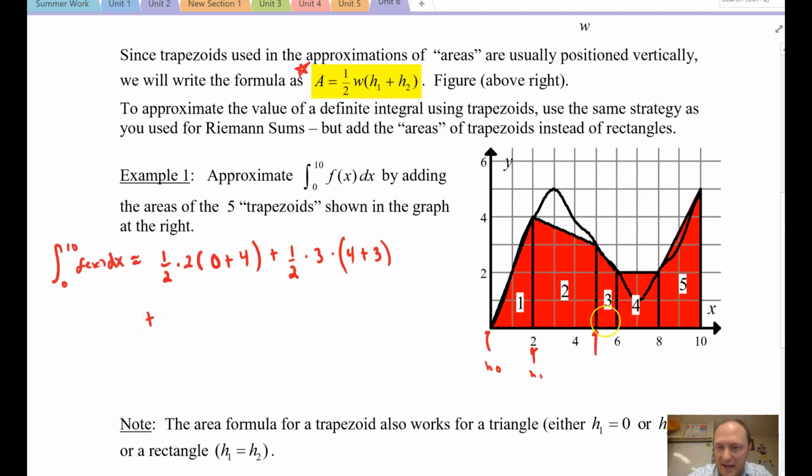Plus, now I'm going to take area 3, so this height, 1/2 times the width, which is 1, times the average of the heights, so the summation of the heights. So again, I'm going to use h2, which is a height of 3, plus this height here, which is 2. Plus now area 4, so 1/2.